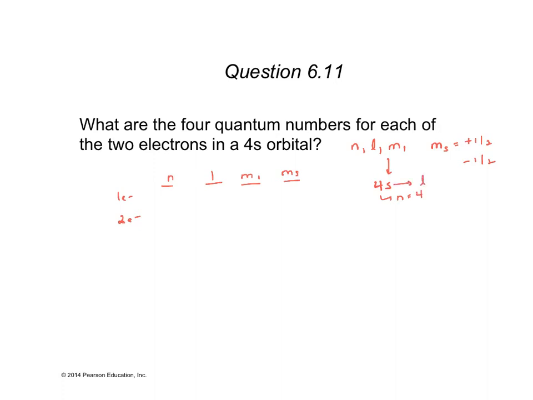For s orbitals, l is equal to 0. And for m sub l, there's only one possible value, which is also 0. So for both of these, we'll have 4, 0, 0, and then 4, 0, 0. Their only other point of difference will be m sub s. We'll give the first electron the spin up, the plus 1/2, and the second electron will be spin down, minus 1/2. So again, the orbital is specified by n, l, and m sub l, and the electron itself is specified by m sub s.